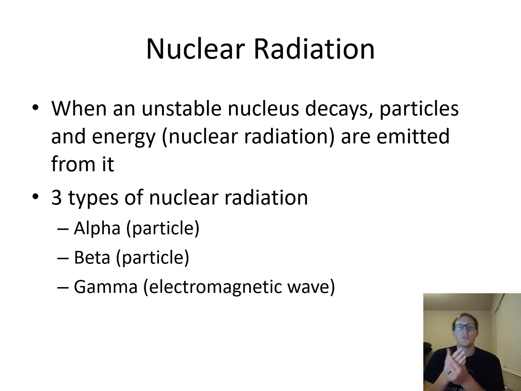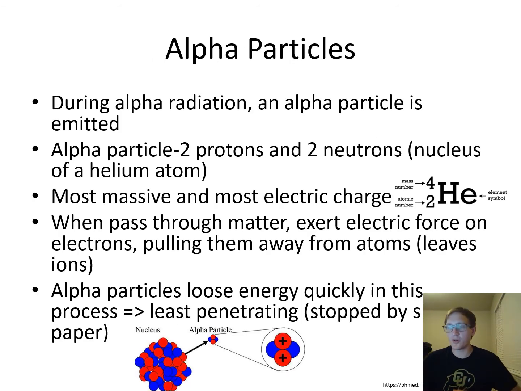Let's look at the different types. When an unstable nucleus decays, particles and energy, nuclear radiation, are emitted from it. There are 3 types. Alpha, which means that it emits a particle, so it's literally losing a piece of its mass. Beta, also giving off a particle, also losing a part of its mass. And then there's gamma, which emits an electromagnetic wave. So it's not losing its mass, but it is emitting energy in the form of an electromagnetic wave. Let's talk about alpha particles first.